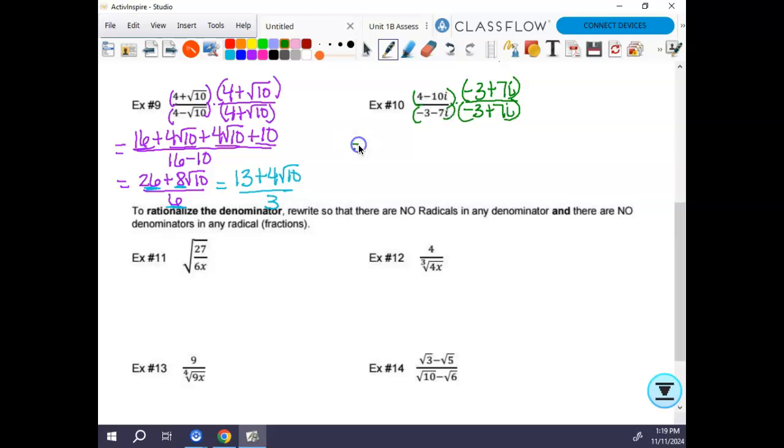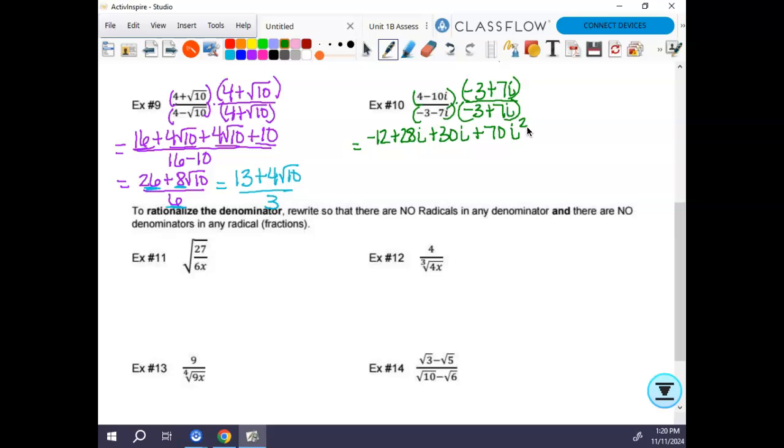So in the numerator, I'm going to FOIL. First is 4 times a negative 3, that's a negative 12. Outside 2, 7i times 4 is a positive 28i. And then negative 10i times negative 3 is a positive 30i. And then negative 10i times a positive 7i is going to be a positive 70i squared. Everybody with me so far?